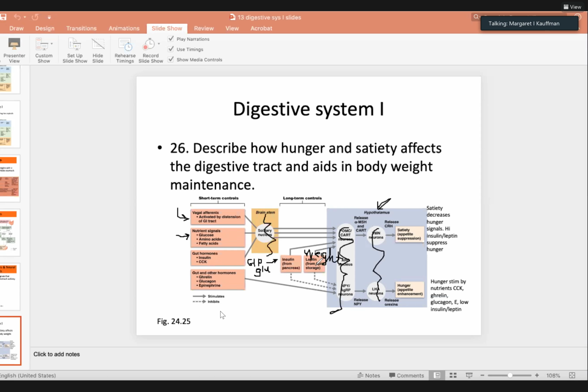And it does it through the release of a hormone called leptin, so that if you have plenty of fat in your fat cells, you're at your set point for their size, then leptin is released and it tends to stimulate a sense of satiety. You don't feel as hungry and you maintain your body weight.